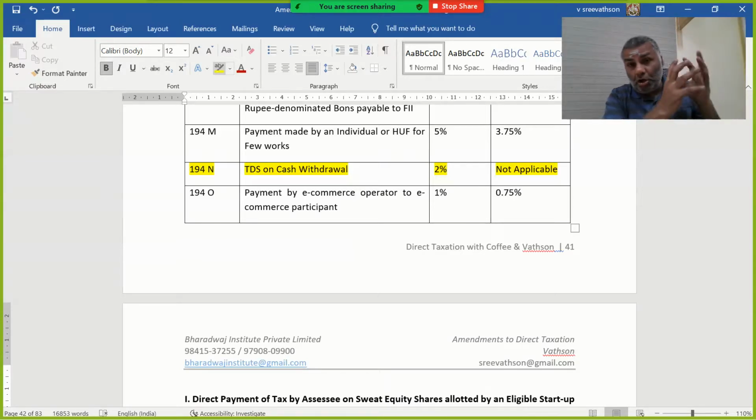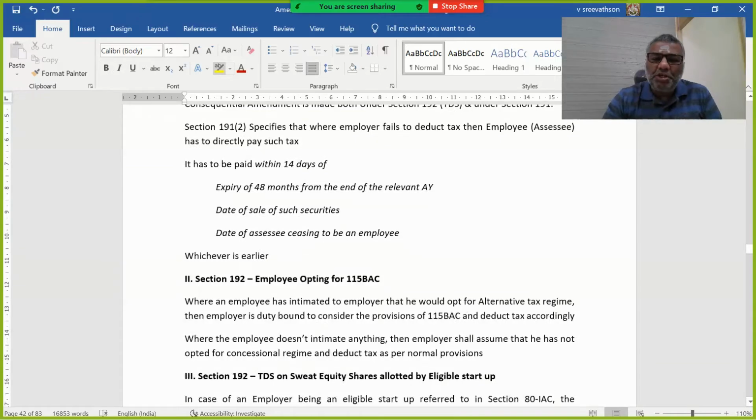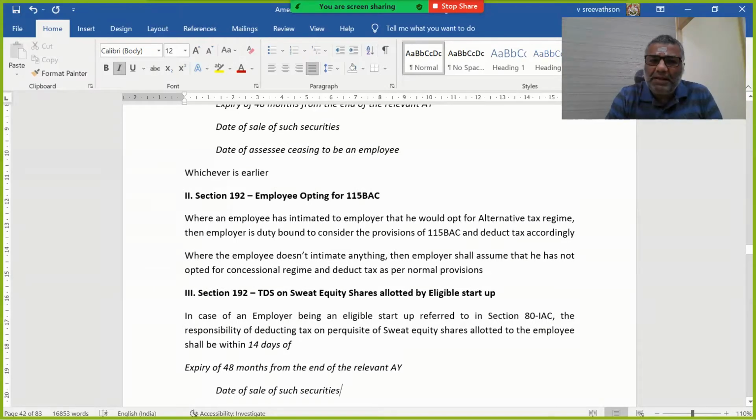Now, progressing forward, what are the amendments in the provisional aspects of TDS? Section 192 has a couple of amendments. For salaried assessees, the employees, there are some amendments. The first amendment is that they can opt for 115BAC. Where an employee has intimated to the employer that he would opt for the alternative tax regime, the employer is duty bound to consider the provisions of 115BAC and deduct tax.